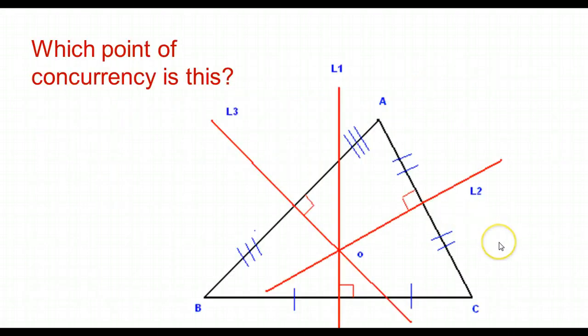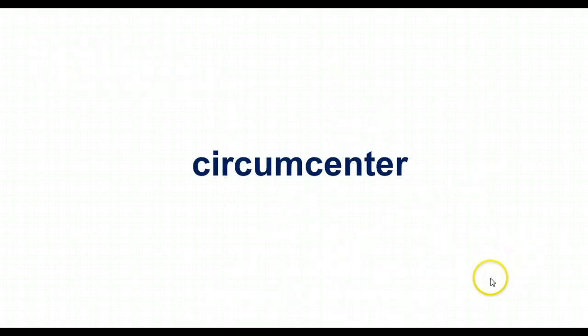Which point of concurrency is this? Well, if you need a hint, let me point out that these are perpendicular bisectors. See how they're perpendicular and they're splitting the side in half? So which point of concurrency is the intersection of perpendicular bisectors? That is the circumcenter.